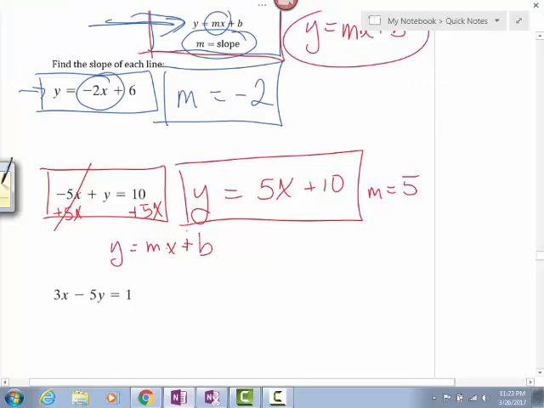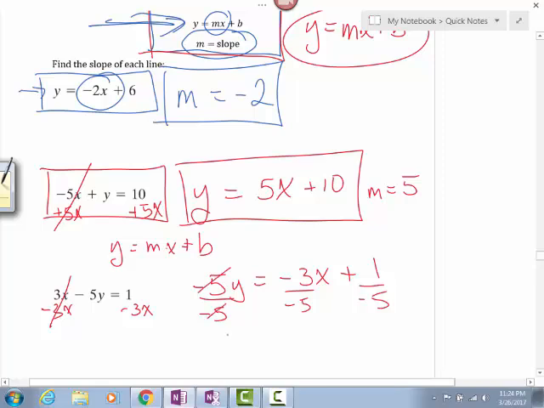Okay, so first thing I'm going to do, I'm going to go ahead and minus 3x on both sides. Minus 3x on both sides. So those are going to cancel. That's going to leave me with a negative 5y equals a negative 3x plus 1. Now, I want to get the y by itself. So I have that negative 5 in front of it. And it's being multiplied, so the opposite would be to divide. So I'm going to divide both sides by negative 5 all the way across.